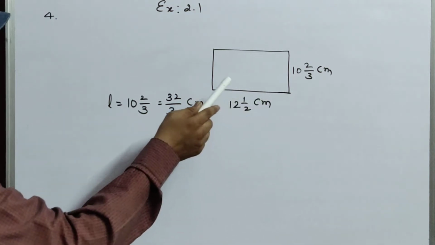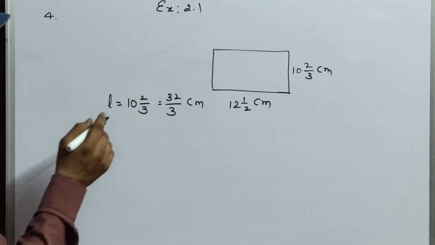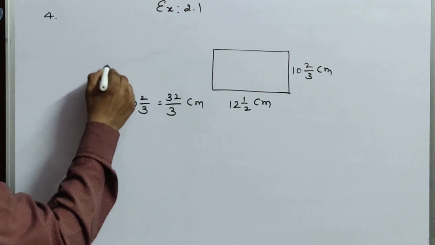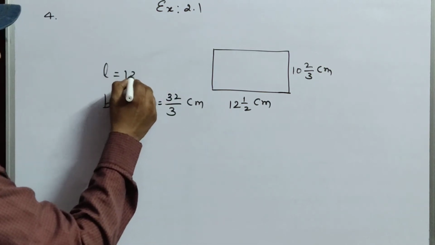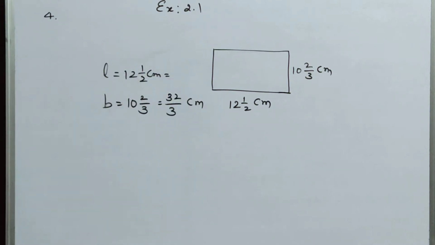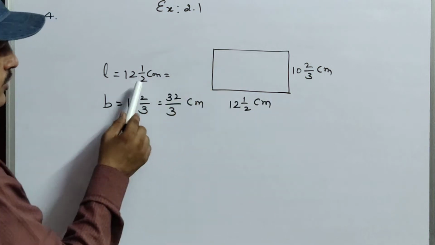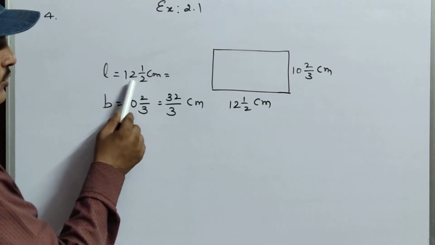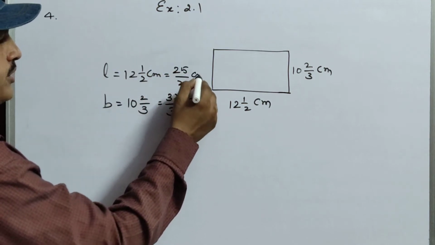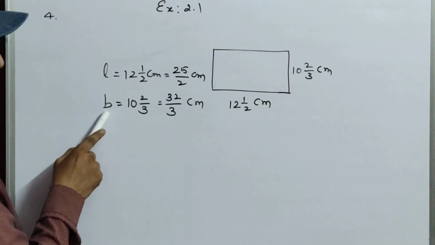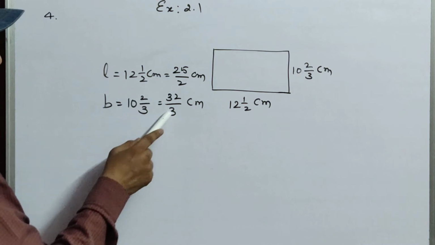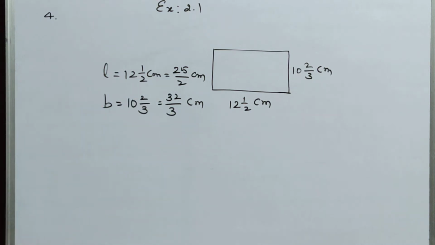This is the breadth, children. Length I am writing here now. Length is 12 1/2 centimeters. Long means length. So 2 12s are 24, plus 1, 25. 25 by 2 centimeters, that is the length. Breadth is 10 2/3 centimeters, that is 3 10s are 30 plus 2, 32 by 3 centimeters. Now what did he ask?